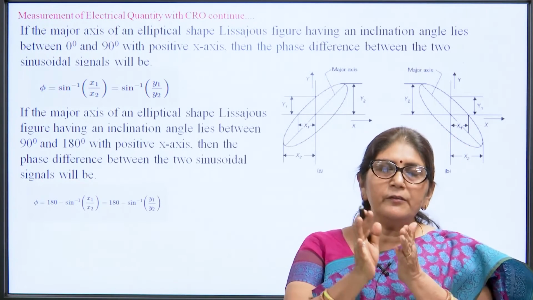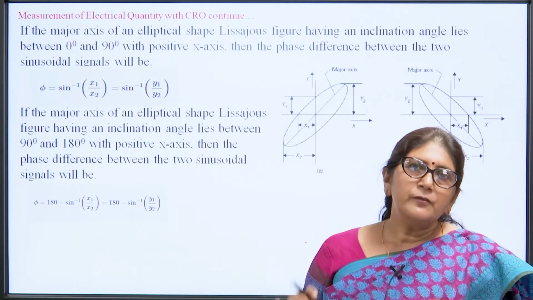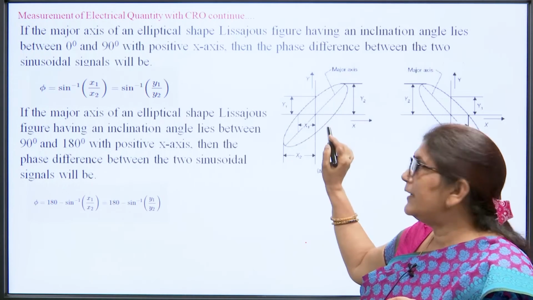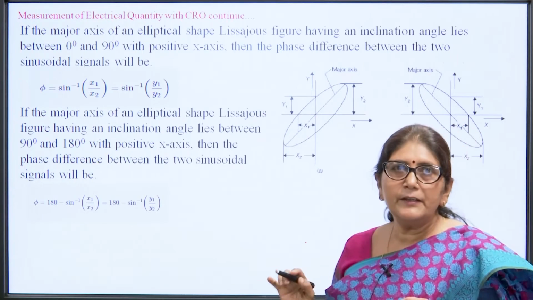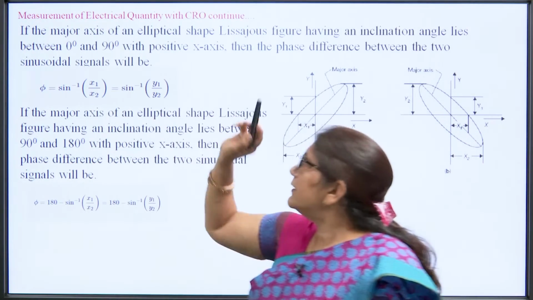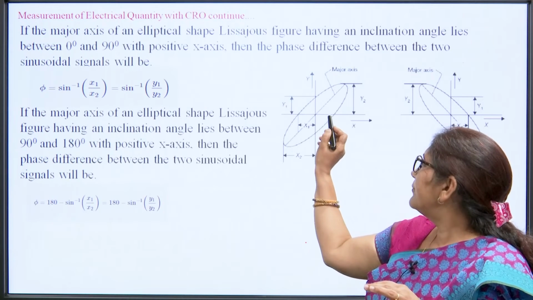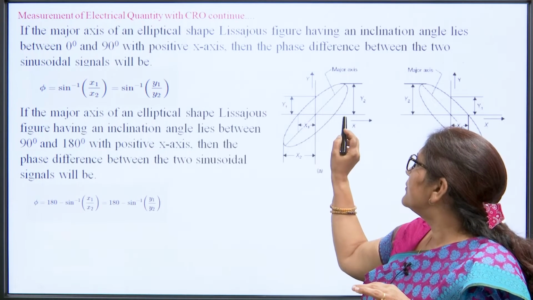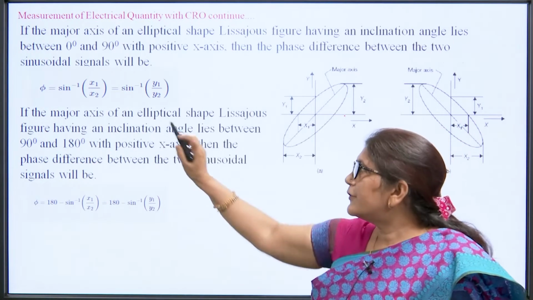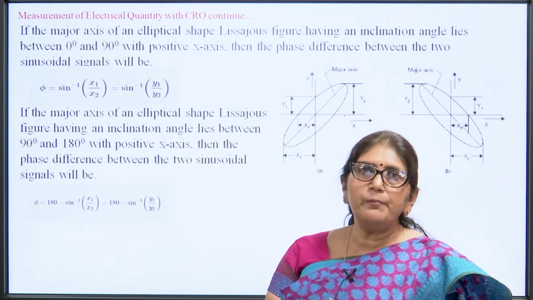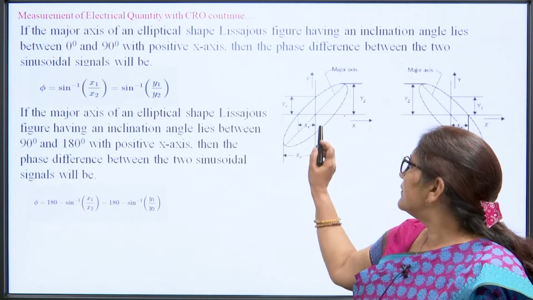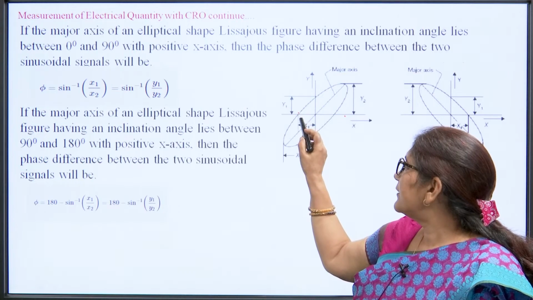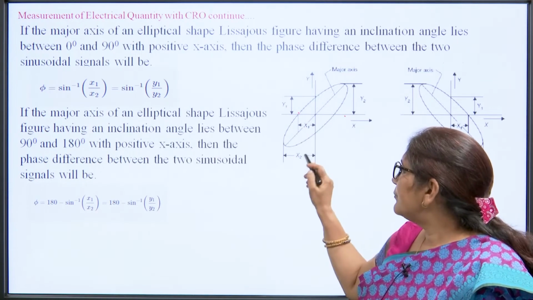Here we want to measure the phase difference between the 2 signals. If this type of ellipse appears on the screen, and if it is between 0 to 90 degree with the positive x axis, as we see from this position, then we apply this formula: phi is equal to sin inverse x 1 by x 2, where x 1 is this position and x 2 is this position, meaning where it intersects the x axis and the second intersection, that is x 1 by x 2.